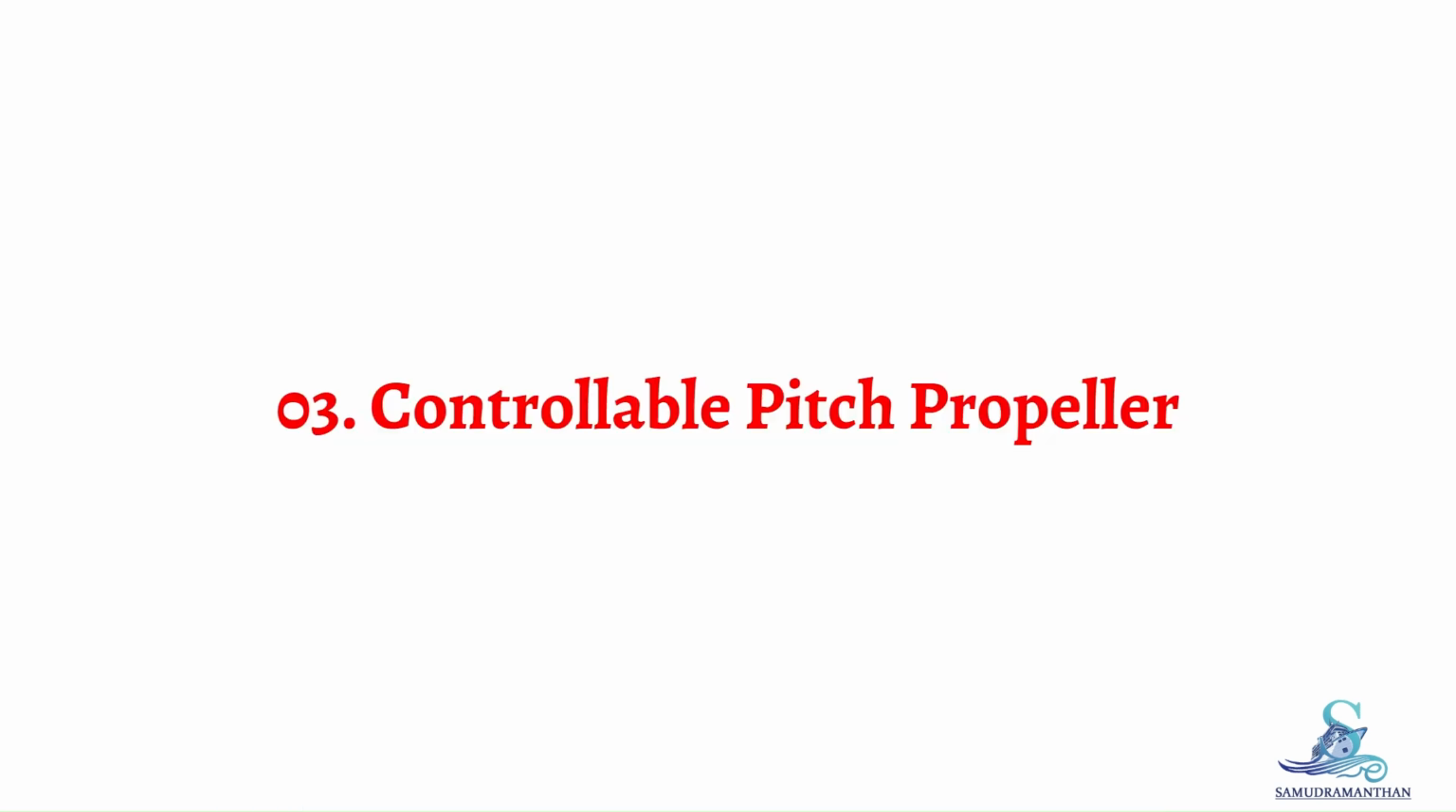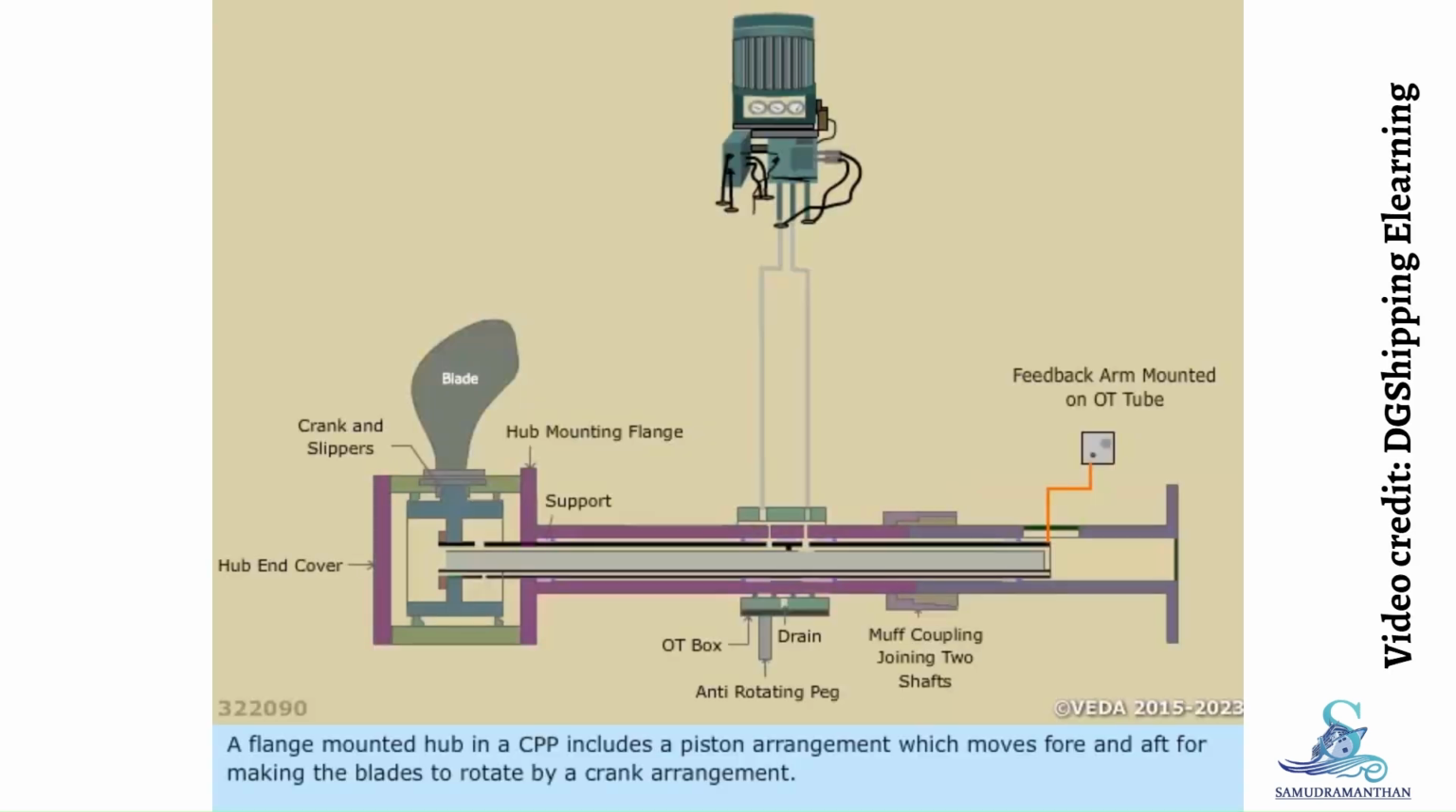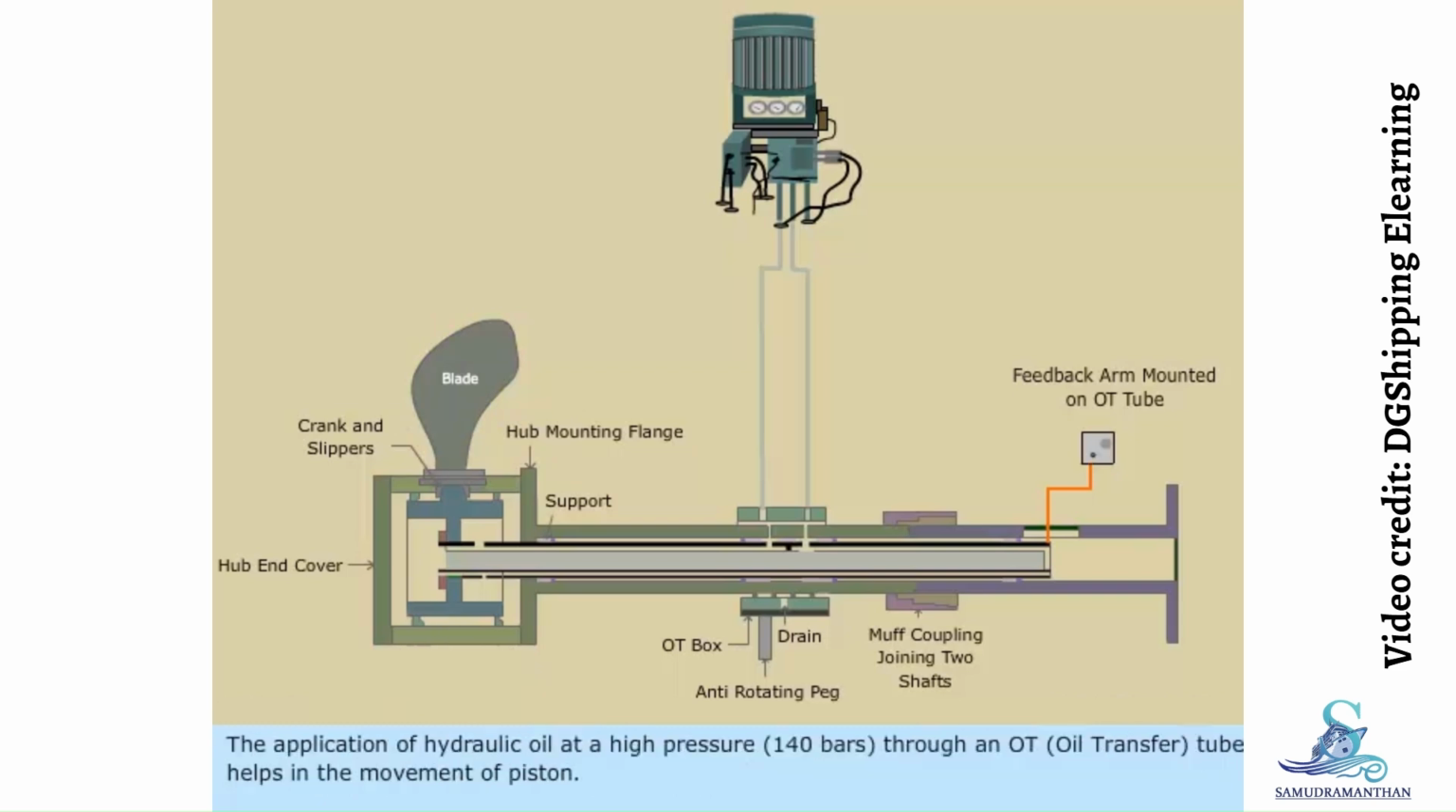Topic 3: Controllable pitch propeller. A flange-mounted hub in a CPP includes a piston arrangement which moves fore and aft for making the blades rotate by a crank arrangement. The application of hydraulic oil at a high pressure, 140 bars, through an OT, oil transfer tube, helps in the movement of piston.